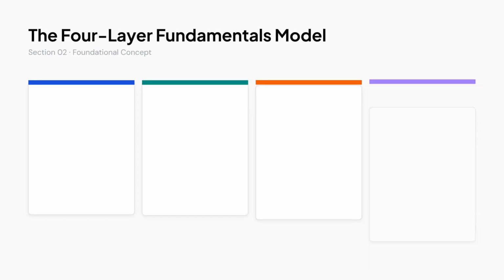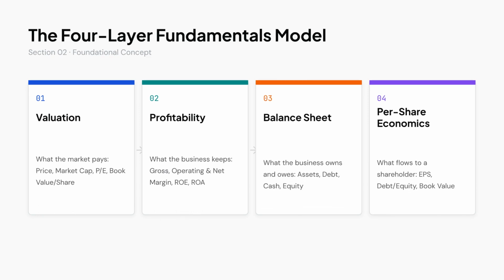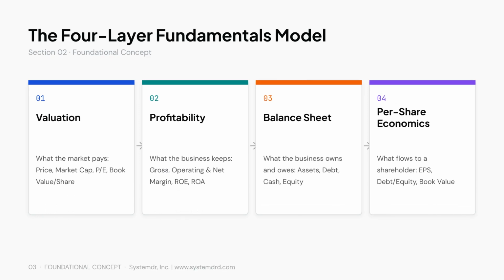We use a four-layer model to organize these metrics. Layer 1 is valuation, what the market pays. Layer 2 is profitability, what the business keeps. Layer 3 is the balance sheet, what the business owns and owes. Finally, Layer 4 is per-share economics, what flows to the shareholder. This approach ensures we don't judge a company on one ratio alone.